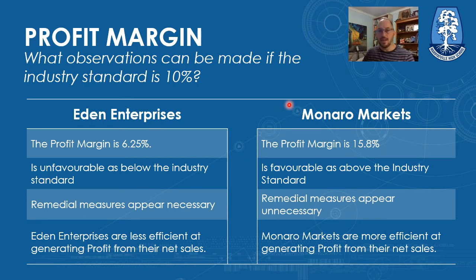Monaro Markets, on the other hand, the profit margin is 15.8%. This is considered favourable as it is above the industry standard. We would say that remedial measures appear unnecessary. And further, we could say or observe that Monaro Markets are more efficient at generating profit from their net sales.